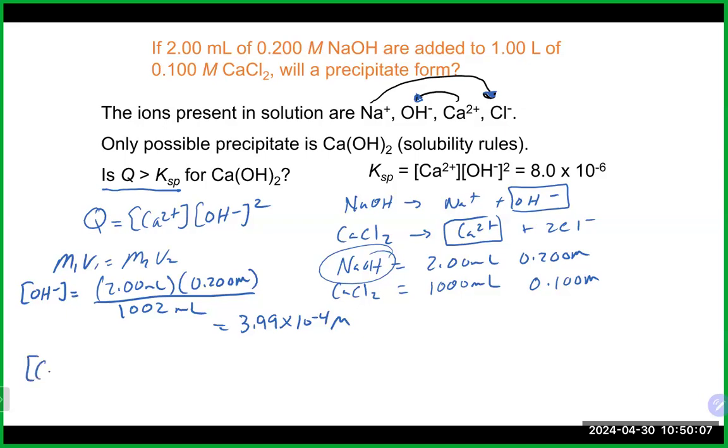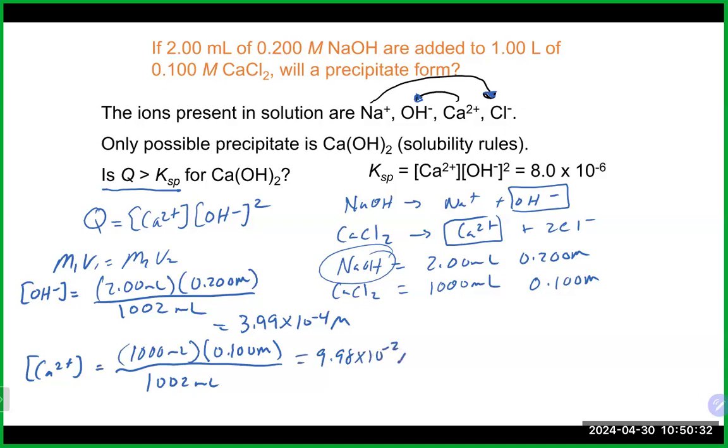For our calcium, we'll do a similar calculation. We've got 1,000 milliliters times our 0.1 molar divided by our total volume of 1,002 when they're mixed together. Milliliters will cancel in this case, and we will end up with 9.98 times 10 to the minus 2 molar. Questions on that? Now that we actually have the correct concentrations of these when they're mixed together, we're good to go into our Q in this case.